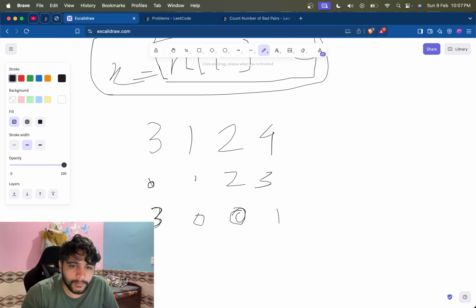No pairs can be formed here. We are at 0. No good pair. Now when we are at 0, we got value 0. We store it in the map that we have got a value 0. 0 has a counter of 1.